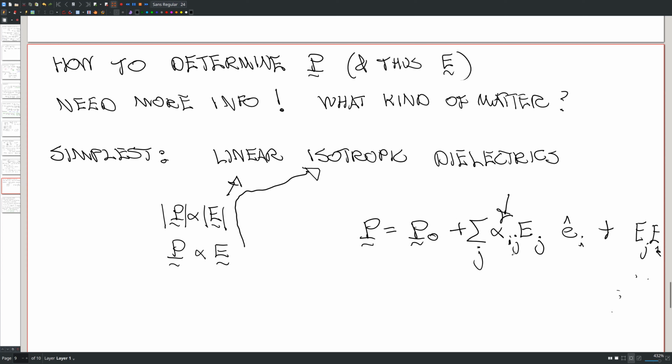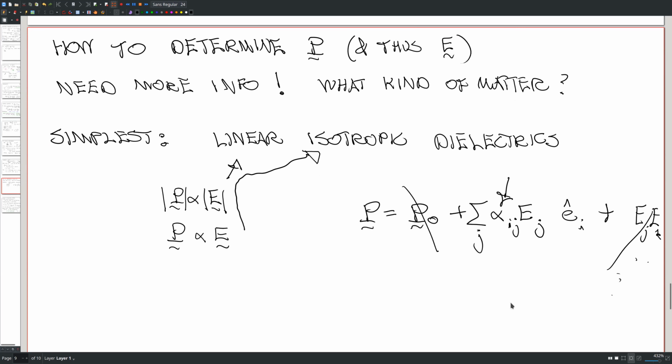So the simplest cases are when you say this one in the absence of field is 0, these higher ones you forget about, and this one here is just diagonal. Okay? Most matter actually responds very weakly to such electric fields, and it's a very good approximation for most things to assume that they are linear isotropic dielectrics. Okay? So that's just the assumption we're going to make now.